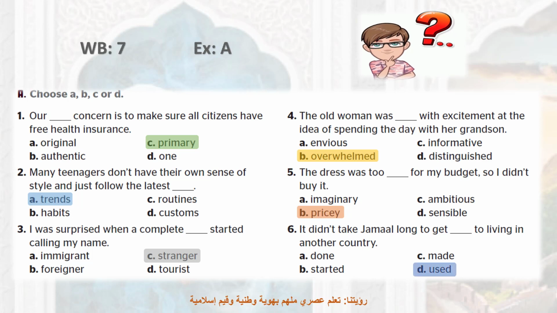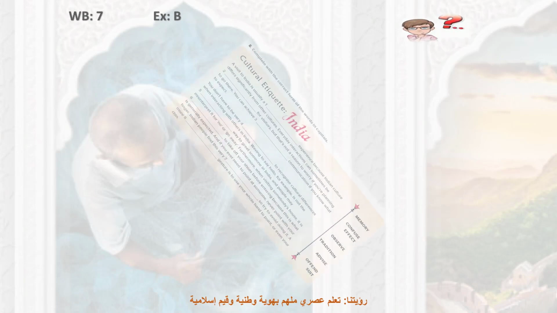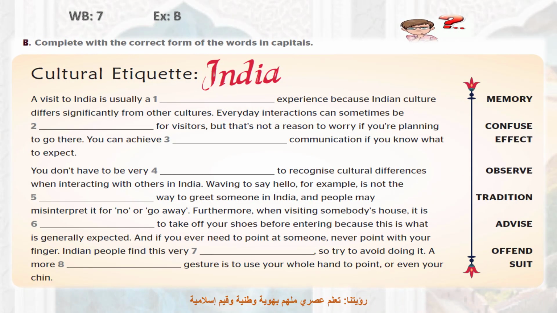Let's move to exercise B, the same page. Number 1 is memorable. Number 2, confusing. Number 3, effective. Number 4, observant. Number 5, traditional. Number 6, advisable. Number 7, offensive. Number 8, suitable.